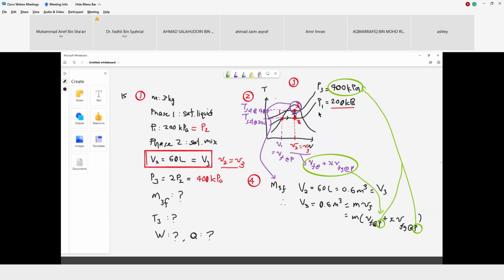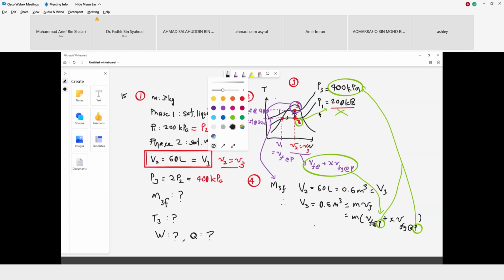Jangan silap, bukannya 200, not this one, because 200 is for state number 2. Kalau you nak cari state number 2, then this is the pressure, 200. But for final state, state number 3, the pressure is 400 kilopascal. So jangan silap antara 400 kilopascal dan 200 kilopascal. Okay, so from here you can find the quality.